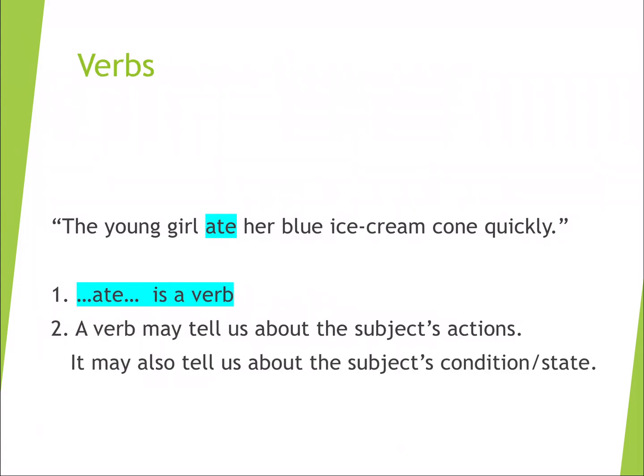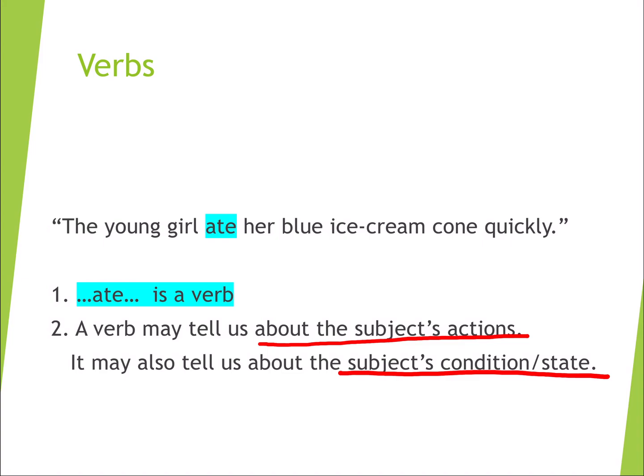Ate is a verb. And what does a verb do? A verb has different functions. Mostly verbs tell us about the subject's actions. Okay, we can call these action verbs. But a verb may also tell us about the subject's condition or state. By state we mean state of being.